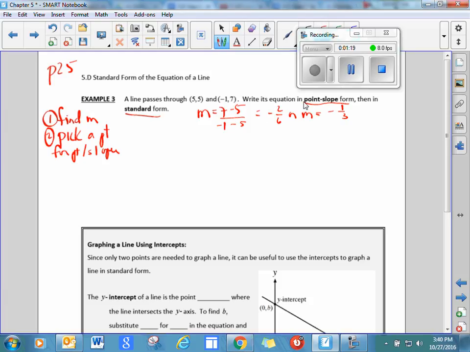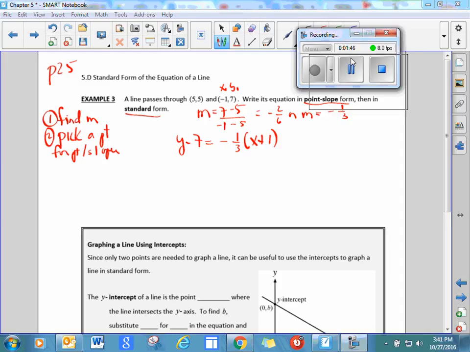So our point slope formula again is y minus y sub 1 equals m, which is minus 1/3, times parentheses x minus x sub 1, which is minus 1, which would give us plus 1. So I have my first equation written. This is point slope form.